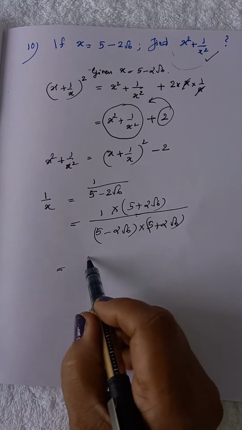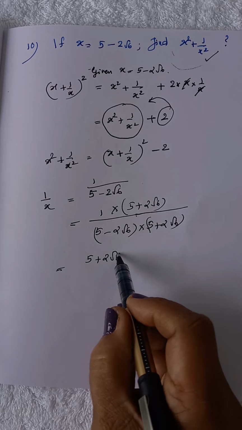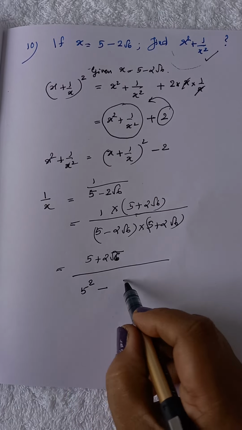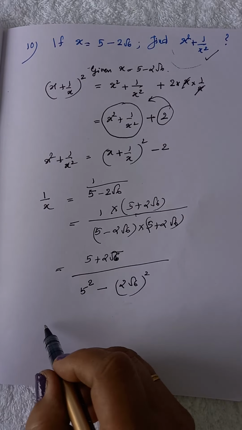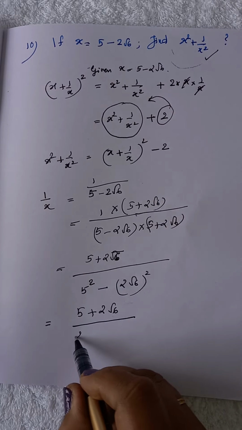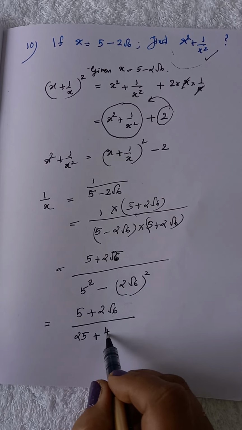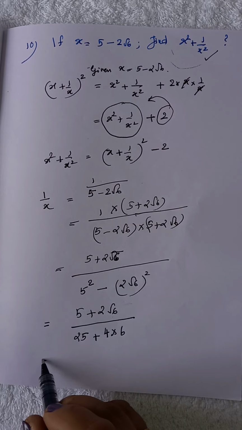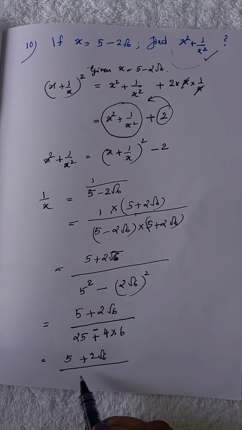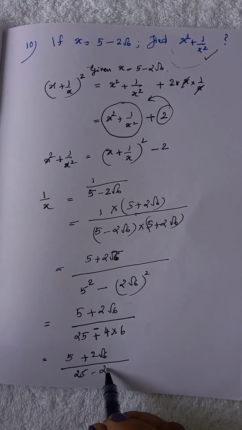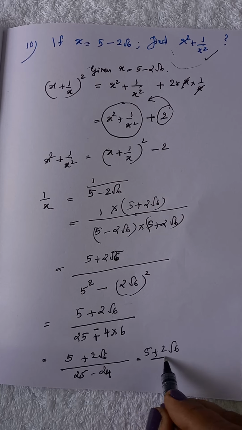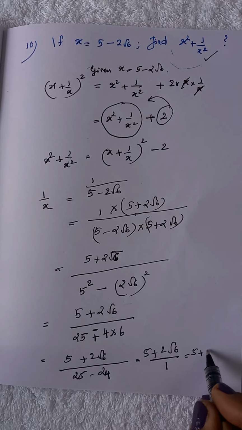Then that is 5 plus 2 root 6 divided by a minus b into a plus b form. So 5 square minus 2 root 6 square. That is equal to 5 plus 2 root 6 divided by 5 square is 25 minus 2 square is 4 into root 6 square is 6. Yes, here this minus is there. So divided by 25 minus 24. That is equal to 5 plus 2 root 6 divided by 1. That is the same as 5 plus 2 root 6.